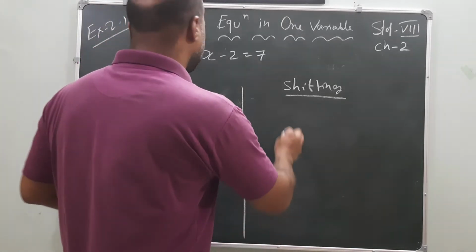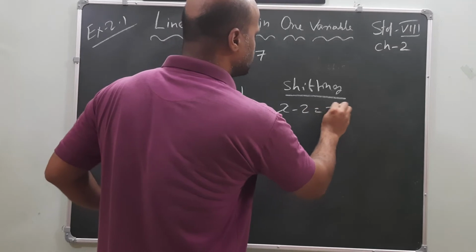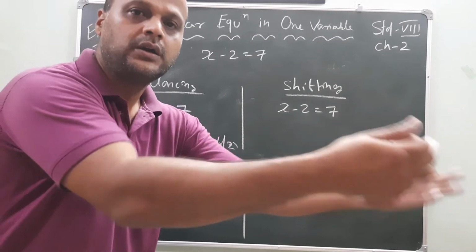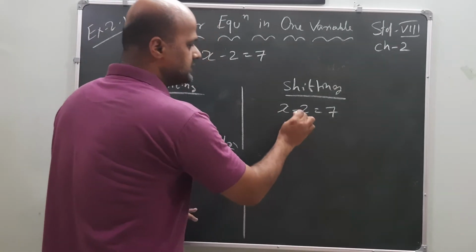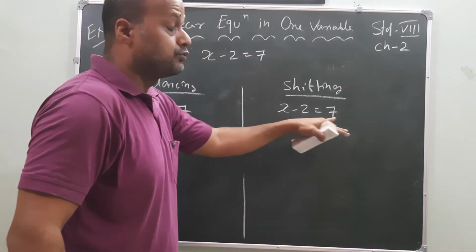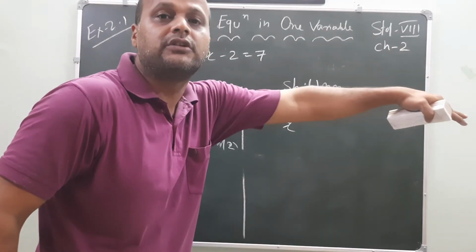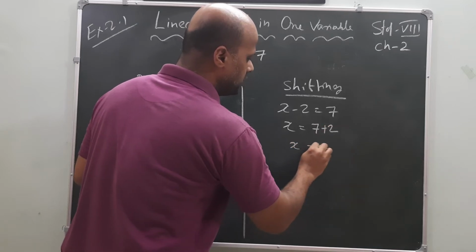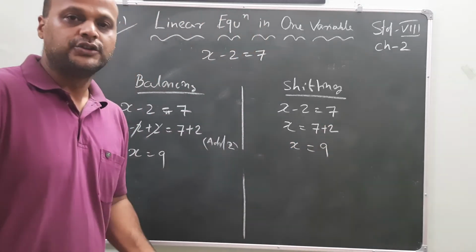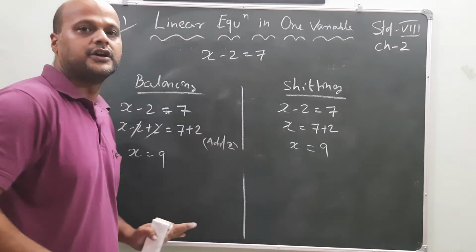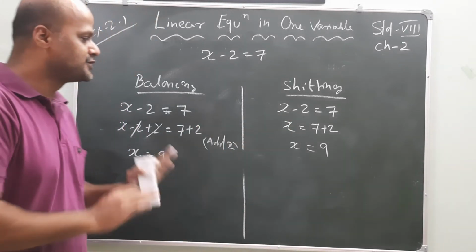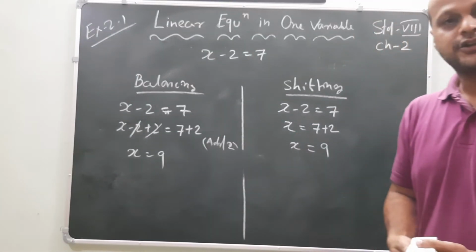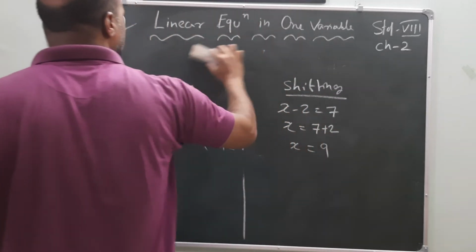Okay, now the shifting process. What is the question? x minus 2 is equal to 7. Shifting means the variable stays on one side and the numbers go to the opposite side. So x is there, and this number goes to that side. When the minus symbol goes to the opposite side of the equal symbol, it will be plus. So 7 plus 2. What is the value of x? It is 9. So understood, my dear friends? I am doing these two processes here. Don't be confused, it is very, very easy. Whichever process is asked of you, you can do that one. Understood?